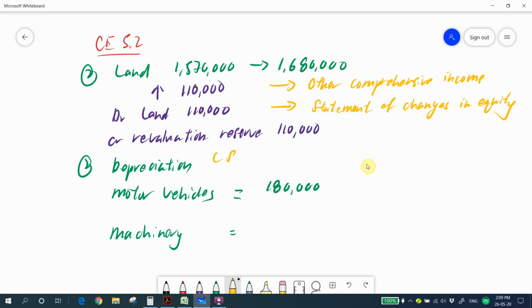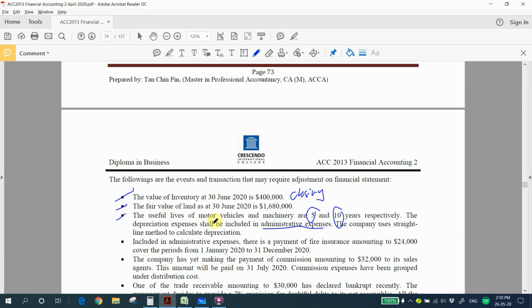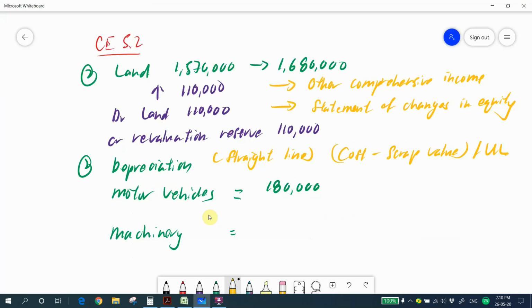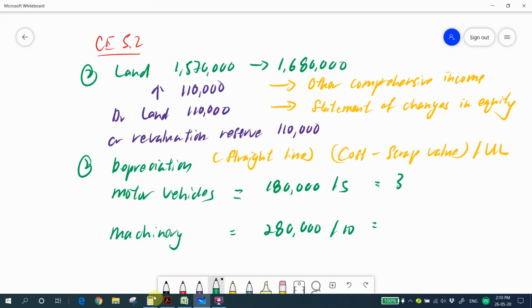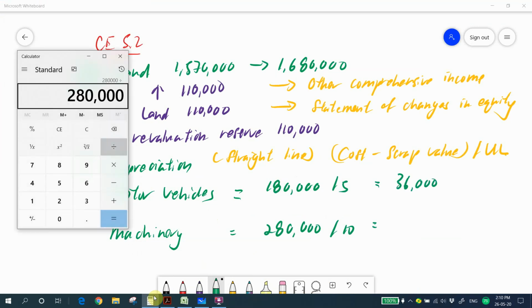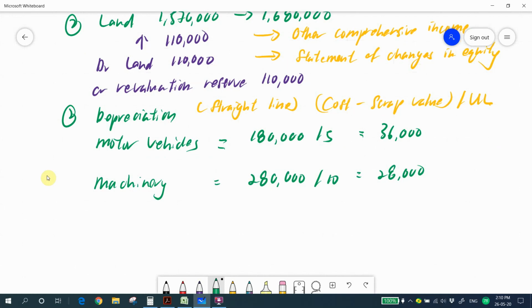For this depreciation we are using straight line method, and for straight line method we use cost minus scrap value divided by the useful life. And for this exercise, the examiner is silent on the scrap value, so we assume the scrap value is 0. $180,000 divided by 5, we get 36,000 here. 280,000 divided by 10, 28,000. So your total depreciation will be 64,000.